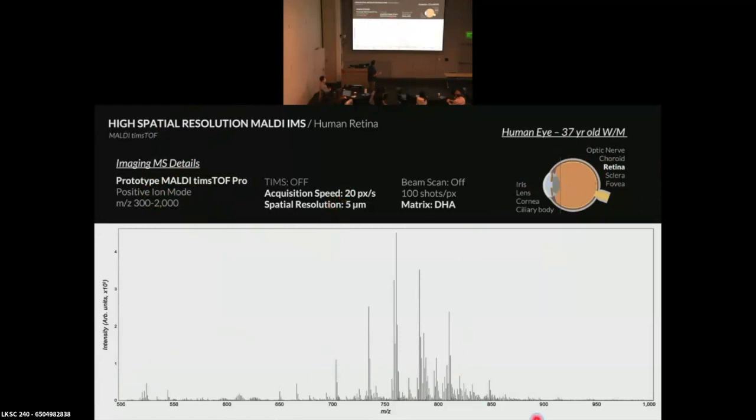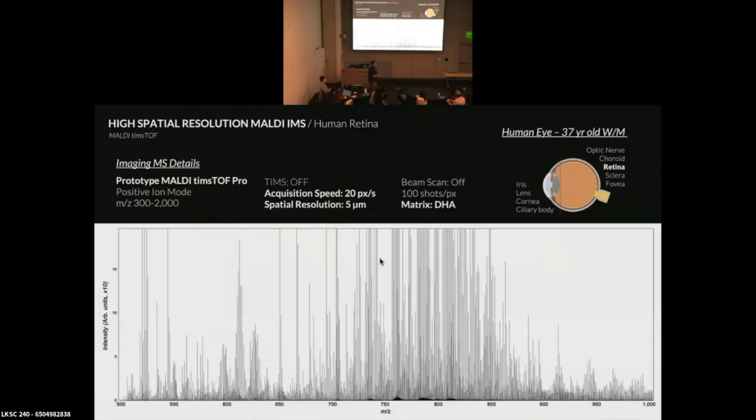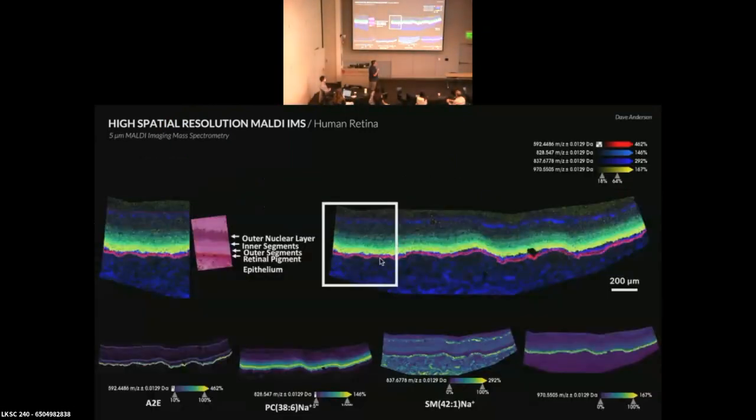So we're looking at lipids and metabolites here from mass to charge 500 to 1,000. Although we collect a little wider than that, I'm just zoomed in. And just to zoom in here, just to show how complex these spectra are. So even at 5 micron resolution, we're detecting thousands of molecular species. Any of those we can represent as ion images. So as I said, this is human retina.